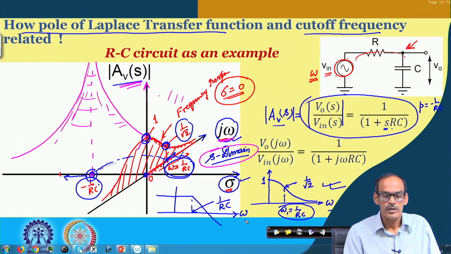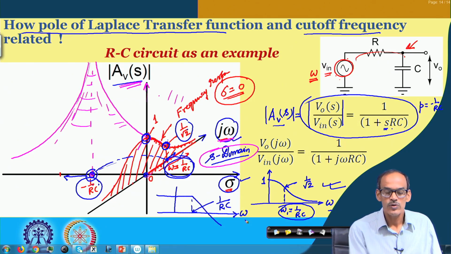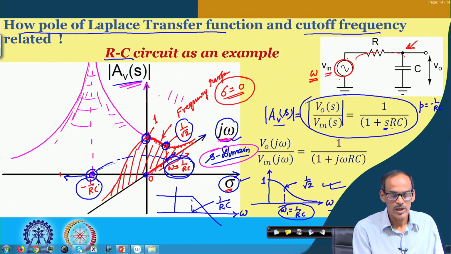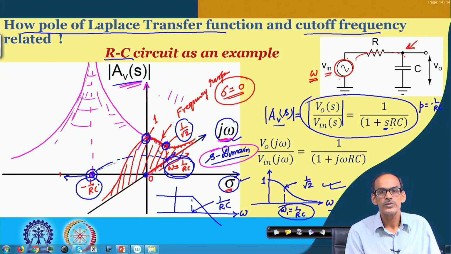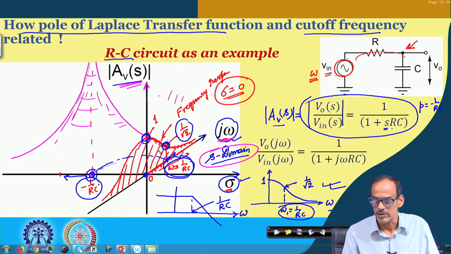So, now let us see, here we have considered the RC circuit, which was having a pole, and we have seen the relationship to cutoff frequency. Let us look into the other circuit, namely the CR circuit, which is having a slightly different transfer function.